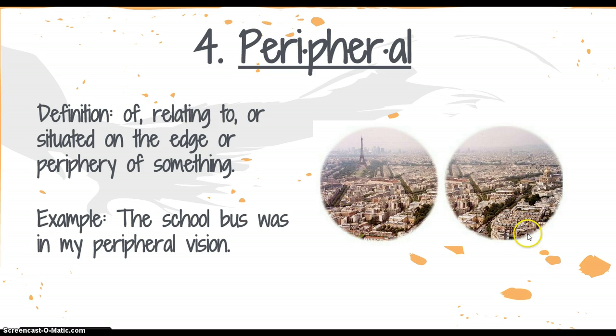And I know I don't have a picture of a school bus, but I found this picture right here of the Eiffel Tower in Paris. And so right here, you're looking at the scene just with your regular vision, and your peripheral vision allows you to see the Eiffel Tower. Allows you to see what you don't see in this picture. So it's of, relating to, or situated on the edge or periphery of something. And periphery is also one of our other vocabulary words that you'll see later on in this video.